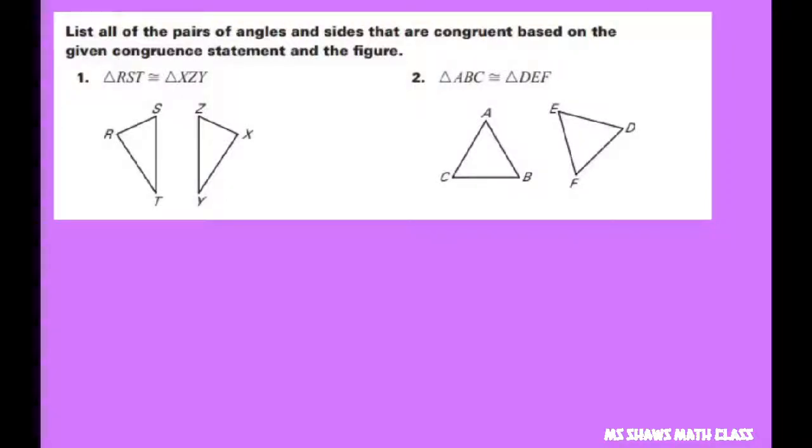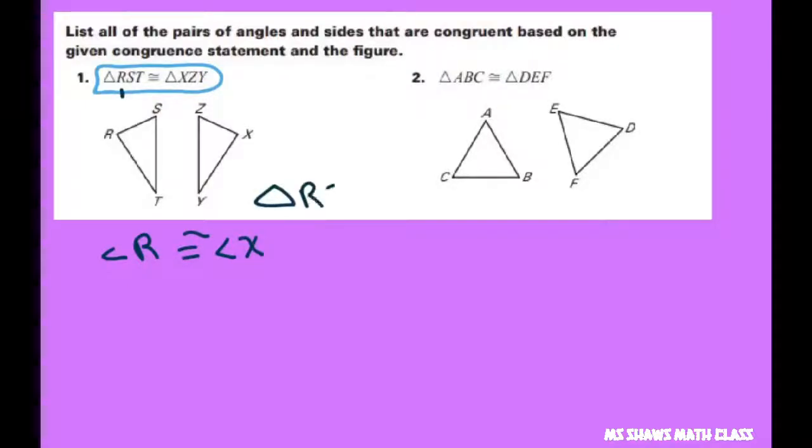Everyone. We're going to list all the pairs of angles and sides that are congruent based on the given congruent statement and the figure. So basically, we have this statement here, and we really don't have to look at the figure. I know that angle R is congruent to angle X. These should go in order, so let me write it out here.